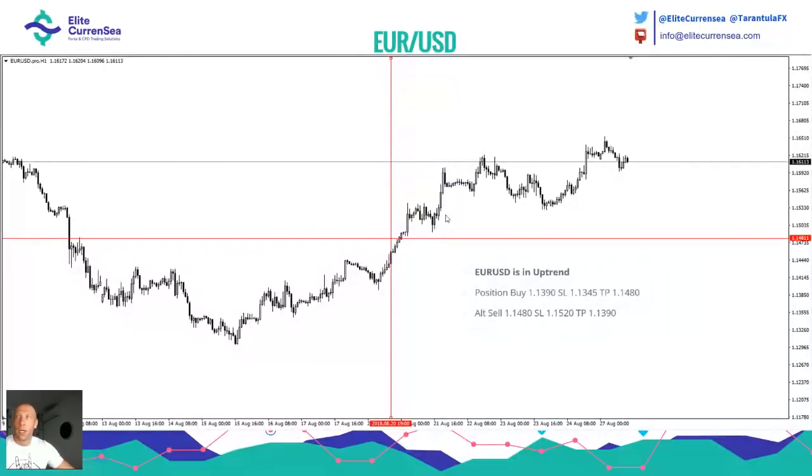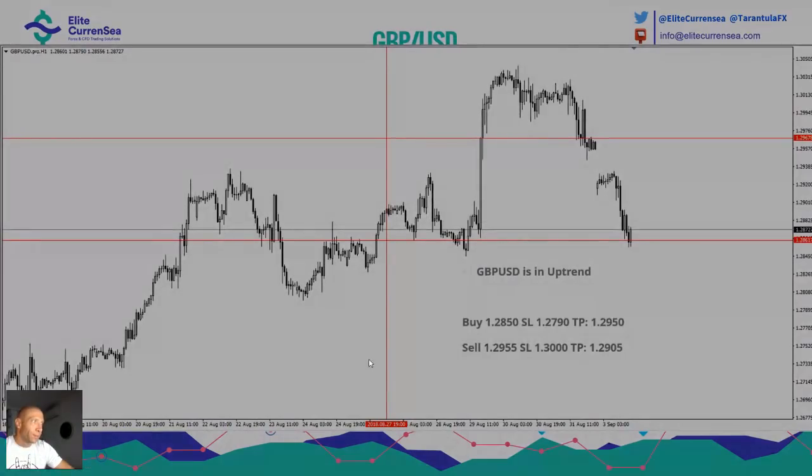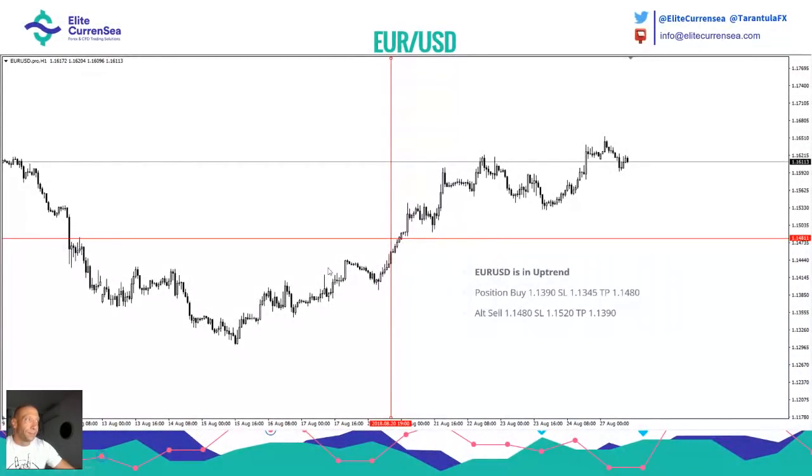This is the euro dollar. Euro dollar actually was in an uptrend. We had a buy position, okay, and we had a sell trade. I didn't use the correct slide, but I think it doesn't matter. This was basically a winning trade. It made definitely 40 pips. It was a buy at 13.90 and a sell at 14.80, on the 27th of August.